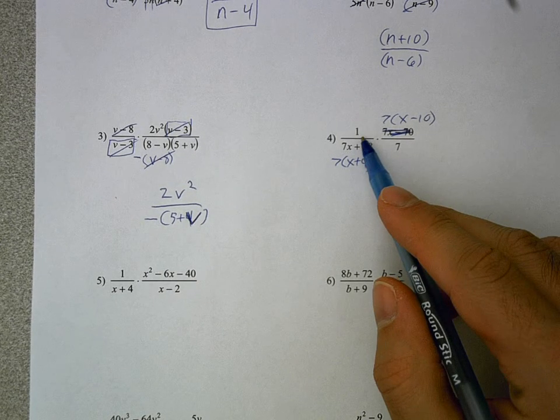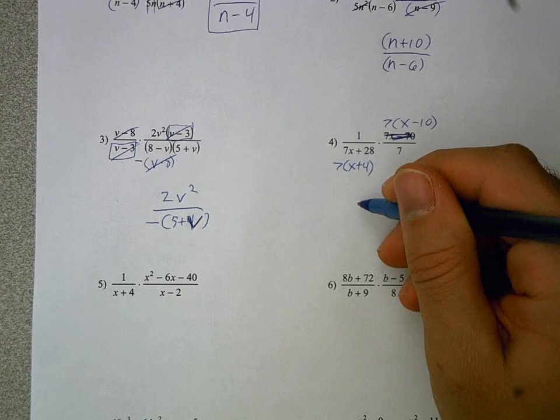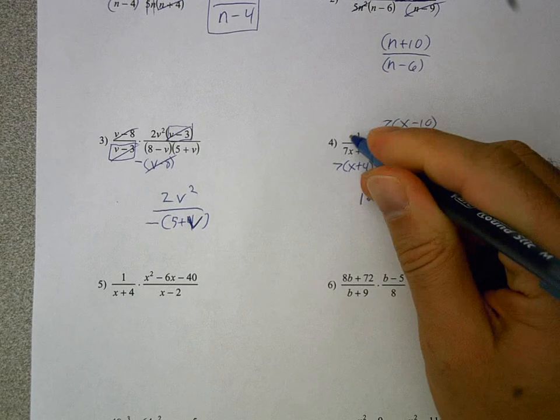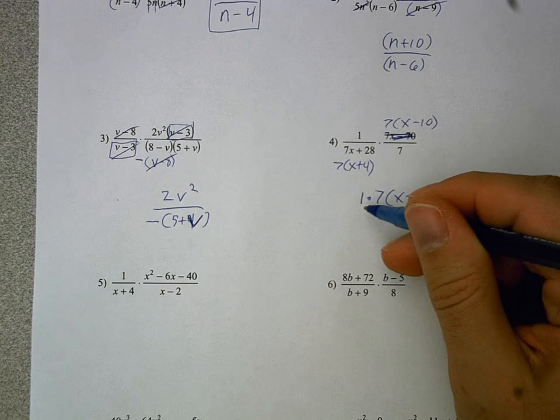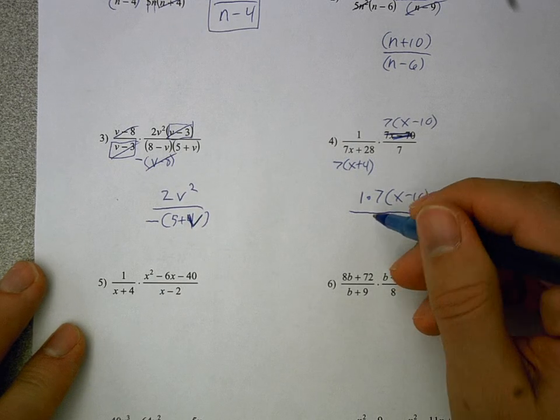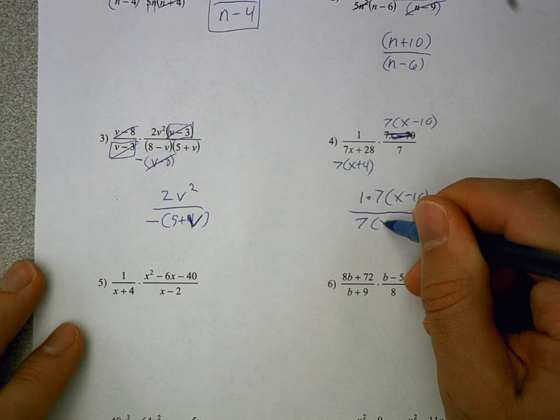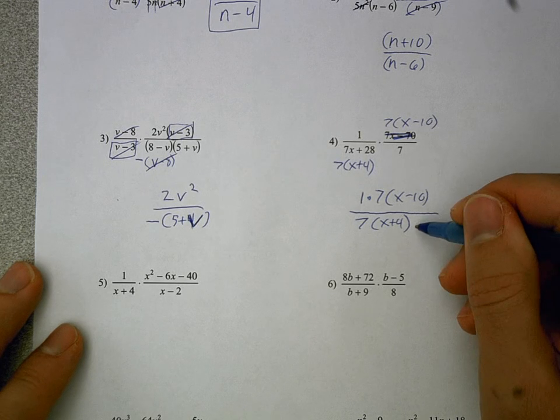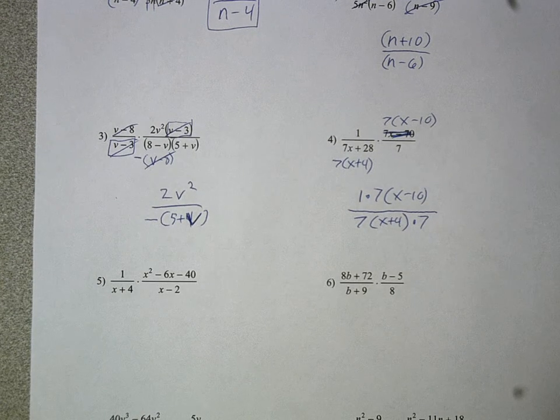Now this 1 doesn't do a whole lot. You can still put it there. 1 times 7 times x minus 10. So all the top pieces multiplied together. On the bottom, all the bottom pieces multiplied together. 7 times x plus 4 times another 7. You can either leave it back here or you could put it in the front.